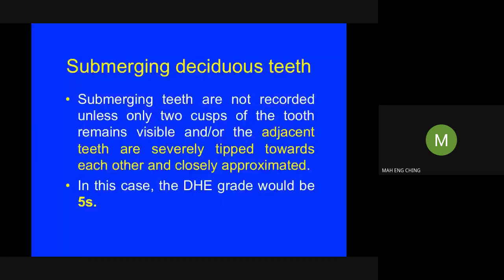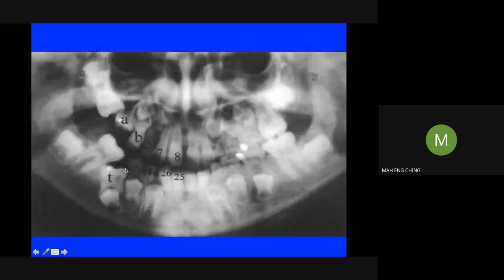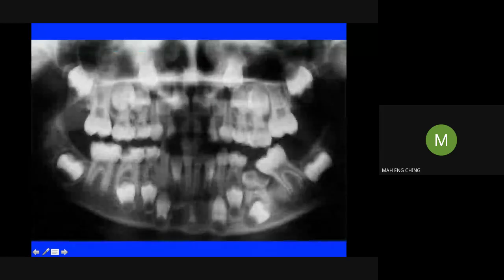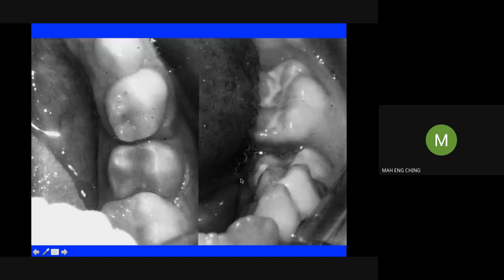So you see this X-ray, you can see the adjacent tooth tips into the space. And this one is totally submerged. Maybe you cannot see it at all. So this one is considered 5S. This one also the same thing. You see this submerged E, causing the tipping of the adjacent tooth into the space. And this one, I think you can give them a 5S. So let's say this one, okay. This one is submerged. Maybe you still can see the other cusps. Then maybe you won't give them the 5S.